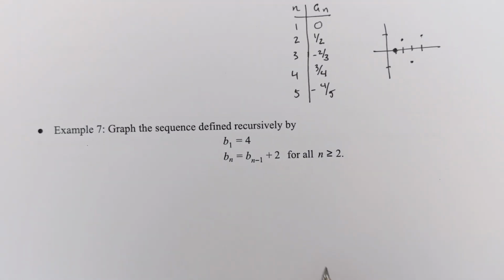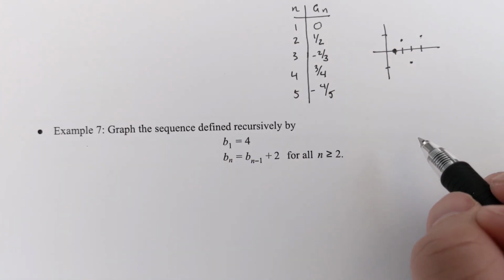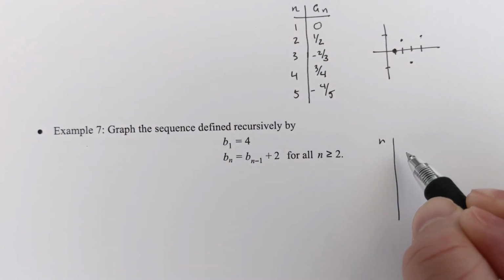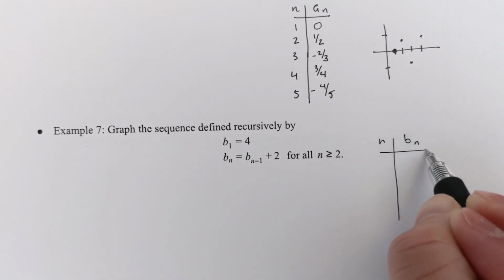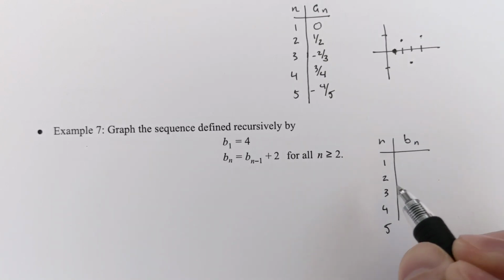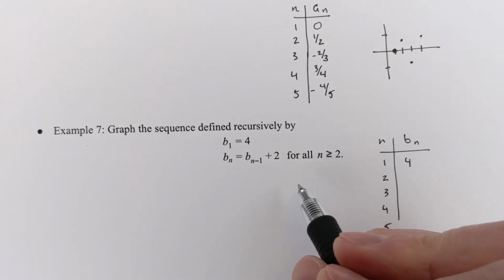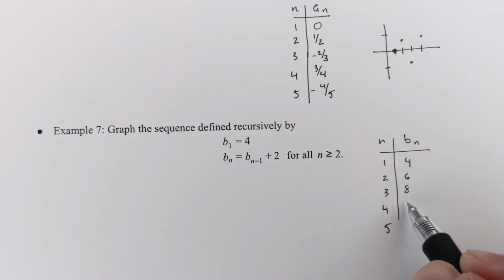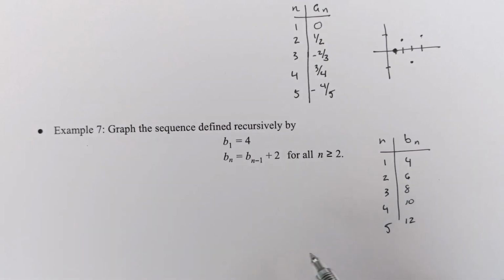All right, graph recursively. So we can do a similar thing. So n, bn. So we'll start with 1, 2, 3, 4, 5. So we know this is 4. Each term is 2 more, so 6, 8, 10, 12.